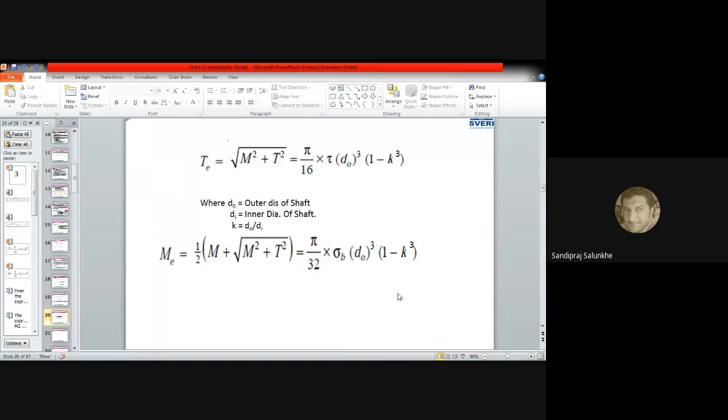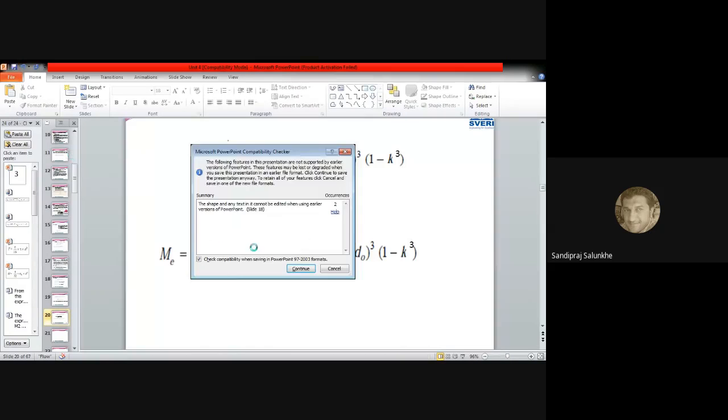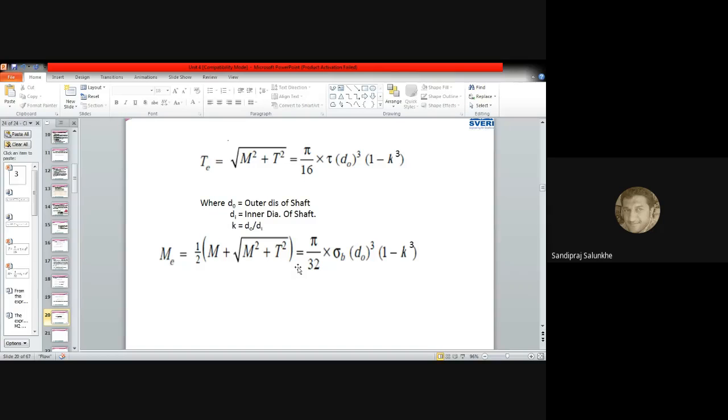Hope you have understood. And we have completed this design of shaft by means of principal stress theory and torsional stress theory. Okay, we'll stop here. I'll take attendance, and if time permits, today or tomorrow, I will finish this unit and the next unit also. Hello? Can you listen to me? Yes, sir. Okay. So I'll take attendance now.